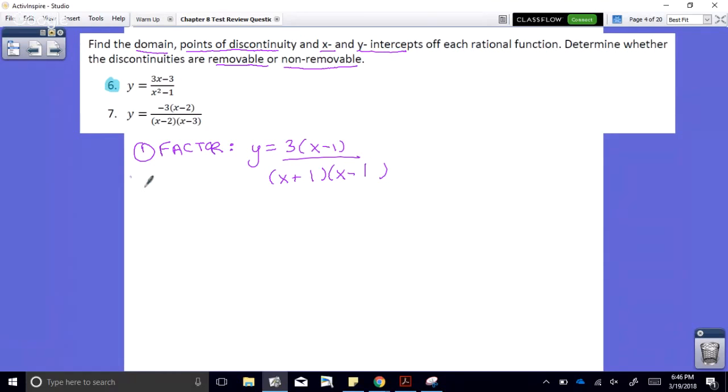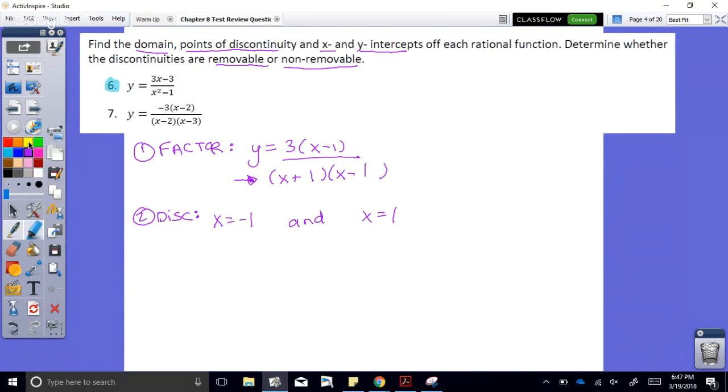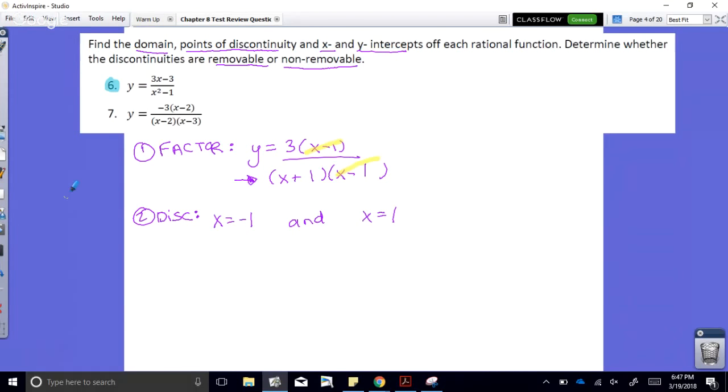A second thing we do is find our points of discontinuity. Our points of discontinuity always come from the denominator. Okay, so the x plus 1 in the denominator says we have discontinuity at -1. And the x minus 1 says we have discontinuity at x equals 1. Okay, we're then going to see if we can cancel any of these pieces. So if you notice, we've got an x minus 1 here in top and bottom.